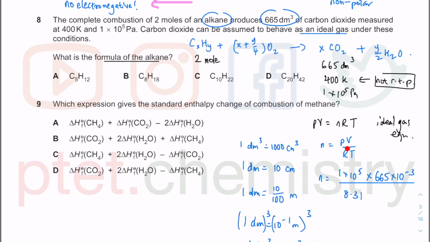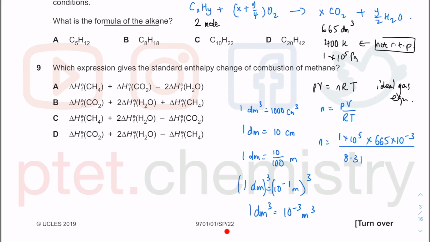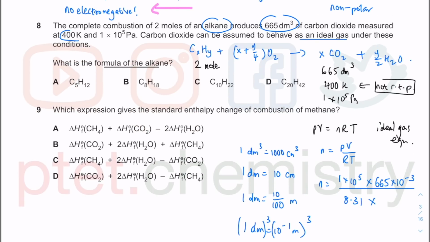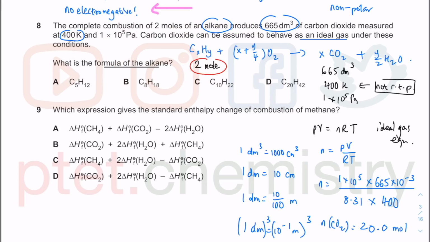R is given in the data booklet, which is at the back of this sample paper. Since there is no more separate data booklet, R will be given at the end of the question paper itself. The temperature here is 400 Kelvin. It's already in Kelvin, so we are nice and easy going like that. So there's the mole of CO2. Press that into the calculator, and I get 20.0 mole.